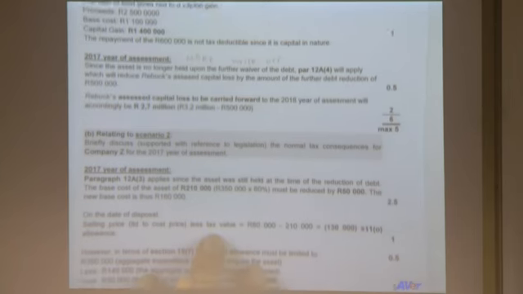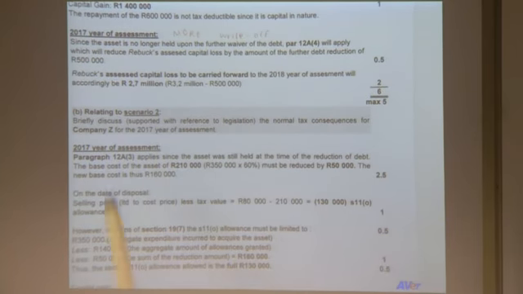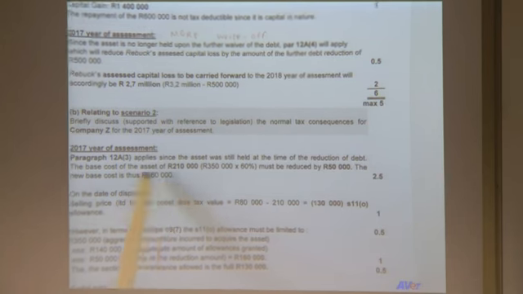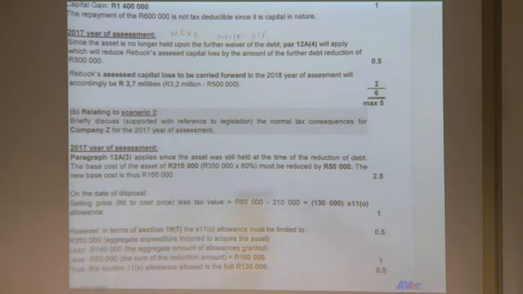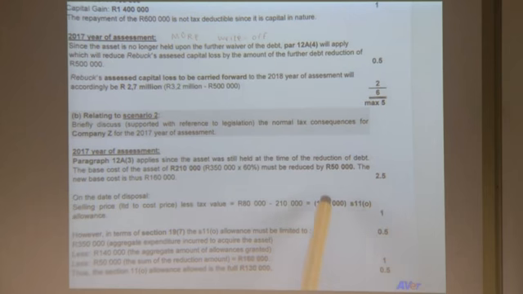Okay, and then relating to scenario 2, we said briefly discuss the normal tax consequences for company Z, which in this scenario is the borrower. In the 2017 year of assessment, you first reduce the base cost because the asset was still held. So it was a capital asset still held, so you reduce the base cost in terms of paragraph 12A(3). So then you have a new base cost of 160,000 Rand. And then on the date of disposal, remember before you calculate CGT, you always have to calculate either recoupment or section 11(o). So on this disposal, you actually got an 11(o) of 130,000.